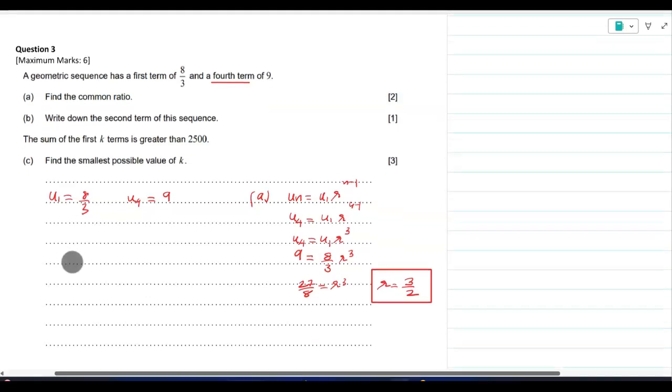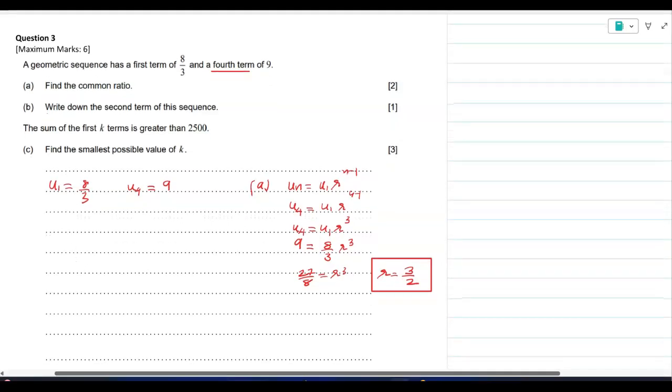Write down the second term of the sequence. What is the second term? U2. U2 equals U1 r to the n minus 1, so r to the 2 minus 1, which is r. So U1 times r, what's my U1? 8/3 times r is what? 3/2.